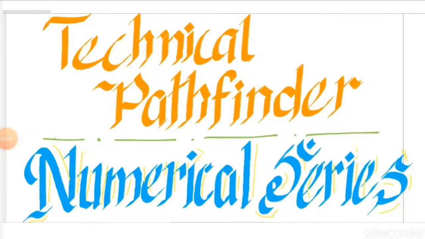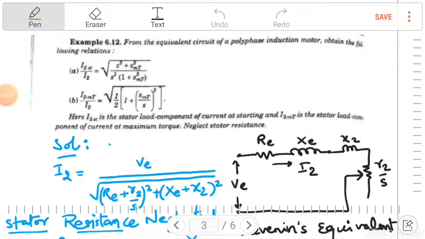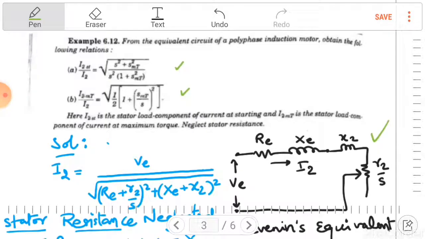In the numerical series, we are going to solve one more numerical from electrical machines. In example 6.12, we have to obtain the relations in option A and option B from the equivalent circuit of a polyphase induction motor. Here I2ST is referred to as the stator load component of current at starting and I2MT as the stator load component of current at maximum torque. We assume that stator resistance is neglected.